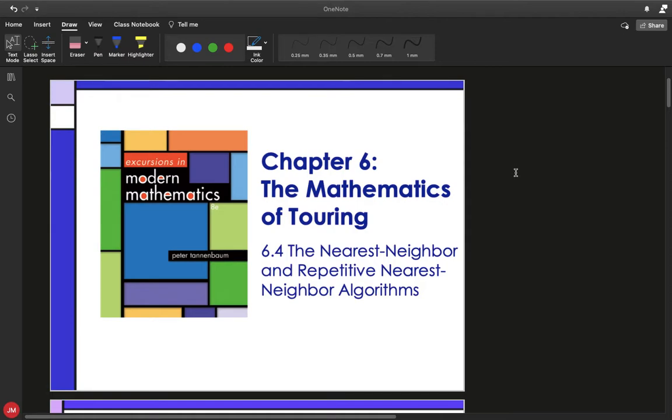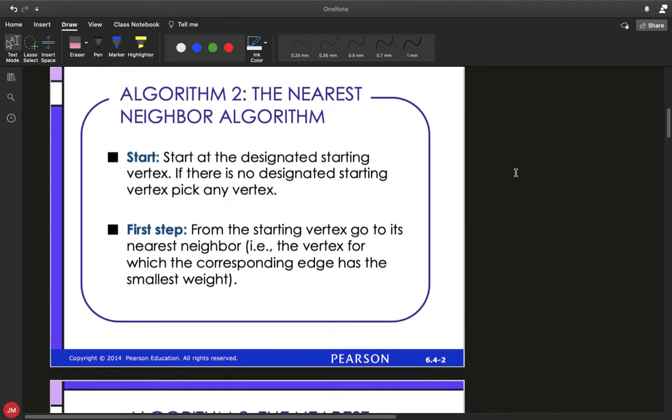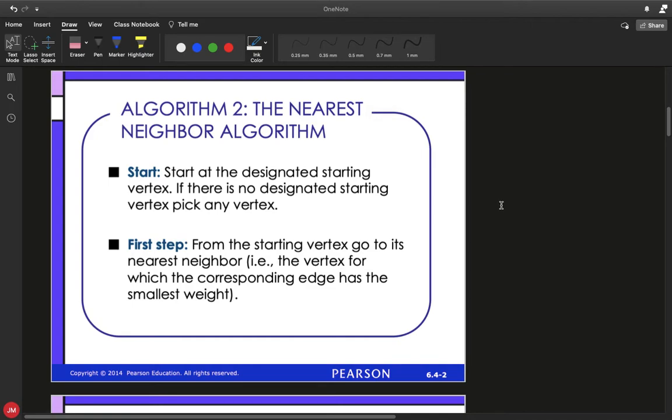All right, guys. So in 6.4, we're going to do a little bit of review, talking about the nearest neighbor algorithm that we talked about in 6.3. And then we're also going to look at a very closely related algorithm, which is the repetitive nearest neighbor algorithm as well. So just as a reminder for the nearest neighbor algorithm, here's what you do.